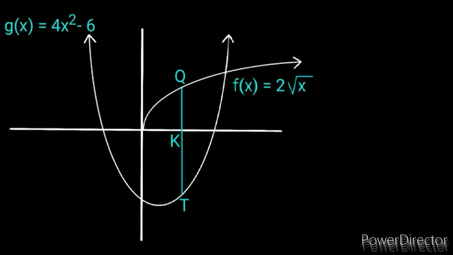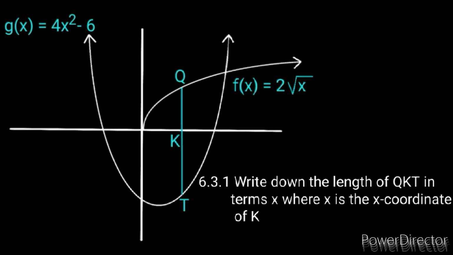Alright, here is another question. So this particular question is taken from the November 2014 past paper. So you're given two graphs. You're given a parabola which is g of x is equal to 4x squared minus 6. And you're given a root function which is the inverse of a parabola, which is f of x is equal to 2 root x. So in this particular question, they asked you to write down the length of QKT in terms of x, where x is the x coordinate of k.